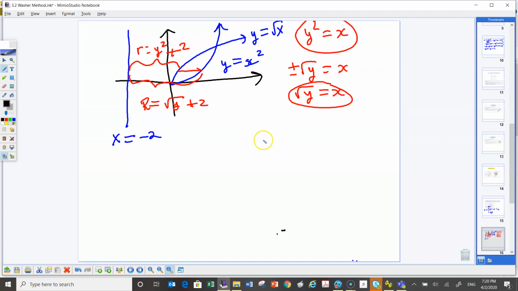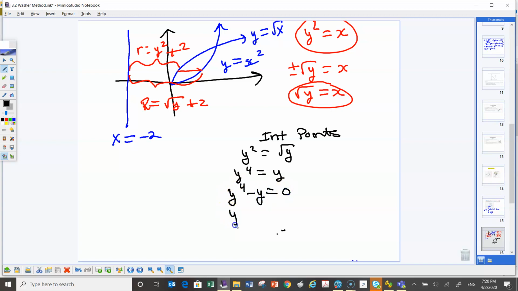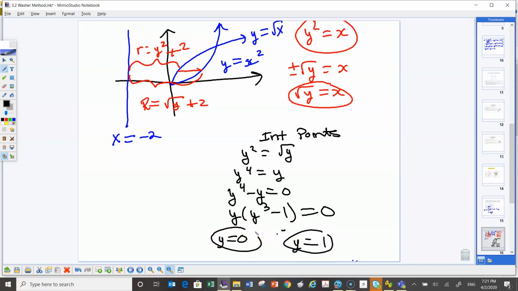Next thing I need to do is find my intersection points. To do that, I'm going to equate the functions y squared is equal to root y, because they both equal x. Square both sides, subtract the y over, factor out a y, and you end up with two solutions. Either y is 0 or y is 1, and those are going to become my limits on my integrand.